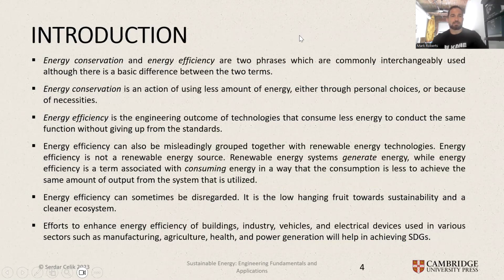So again, energy conservation and energy efficiency are two phrases. They can be used interchangeably, but they're a little bit different. Conservation is an action or a choice to use less energy overall, which means that you're going to be doing a different amount of work. This could be heating, or maybe you're walking or riding your bike instead of driving. So you're doing a different amount of work, but you're reducing your energy use.